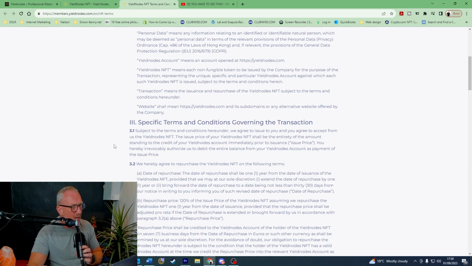So what struck me was this 3.1 here in the specific terms and conditions, where it says, subject to the terms and conditions hereunder, we agree to issue to you and you agree to accept from us the Yield Nodes NFT. The issue price of your Yield Nodes NFT shall be the entirety of the amount standing to the credit of your Yield Nodes account immediately prior to issuance. The issue price. You hereby irrevocably authorize us, irrevocably meaning that there's no going back, you authorize us to debit the entire balance from your Yield Nodes account as payment of the issue price.